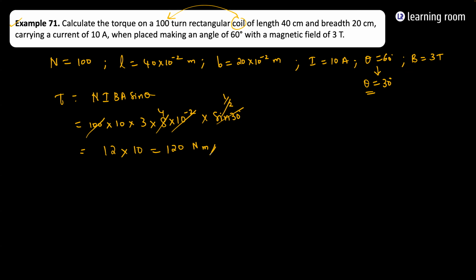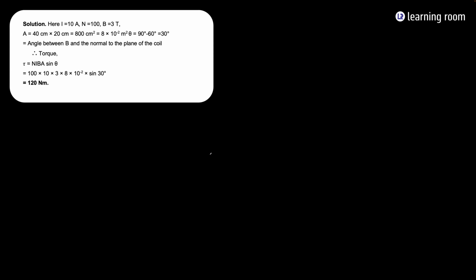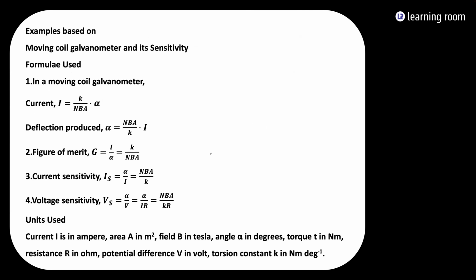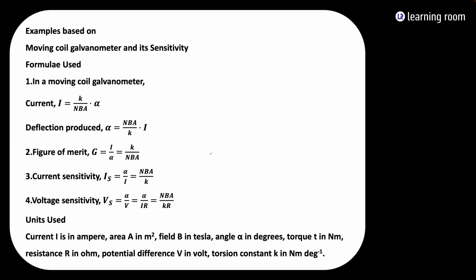So the next set of concepts that is left out is galvanometer and conversion of galvanometer to an ammeter and voltmeter. One is galvanometer, where we have formulae about calculating the current sensitivity, figure of merit, and the voltage sensitivity. And the next set is conversion of galvanometer to ammeter and voltmeter, which we'll try to complete in tomorrow's class.